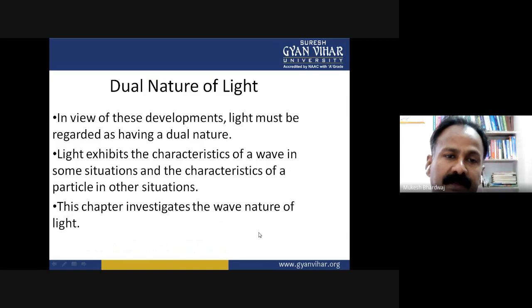Dual nature of light. In view of these developments, light must be regarded as having a dual nature. Light exhibits the characteristic of a wave in some situations and the characteristic of a particle in other situations. So this chapter investigates the wave nature of light.